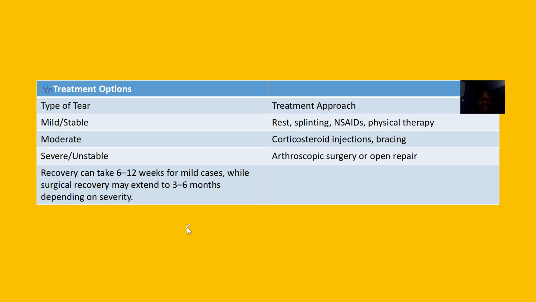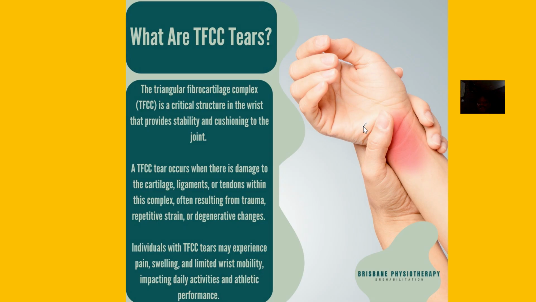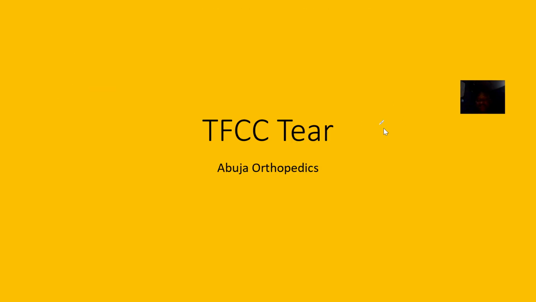So treatment: rest, splinting, non-steroidal anti-inflammatory drugs to tackle the inflammation, corticosteroid injections, bracing, arthroscopic surgery or open repairs, and all of that. Okay, so that's just what the TFCC tear simply means.